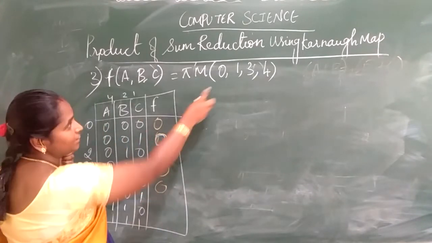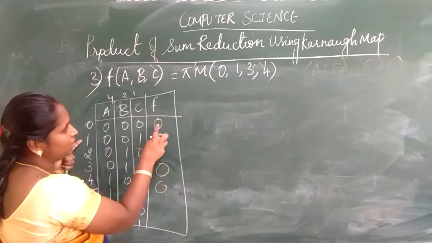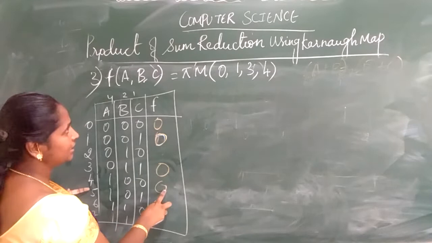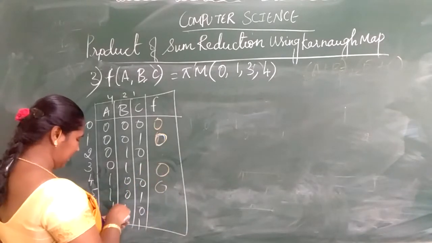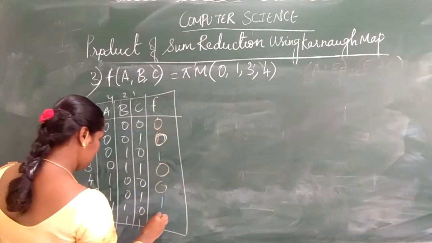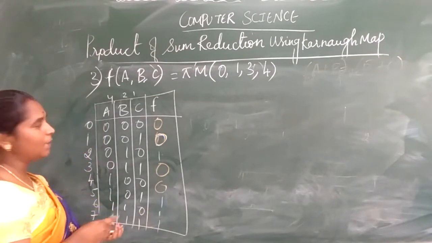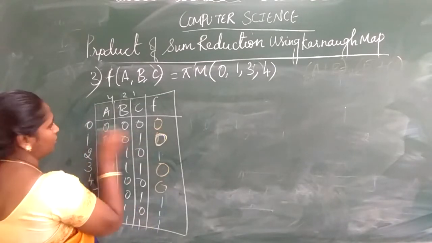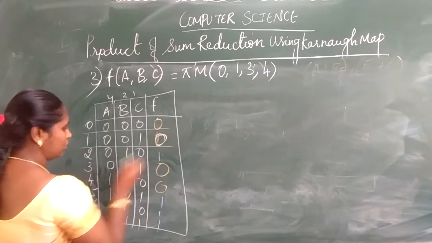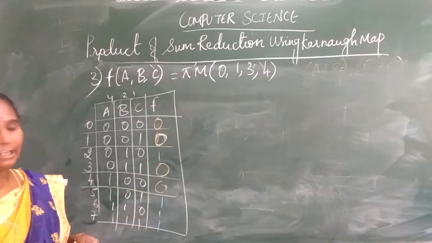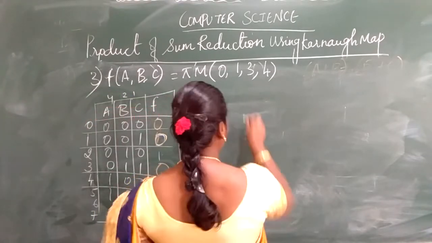See the output for M0 is 0. For 1 it is 0. For 3 it is 0. For 4 it is 0. The remaining places we place as 1: M5, M6, M7. So you have to draw a K map which has the output as 0 for this expression, for this particular thing, and 4 and 5. For this I have to draw a K map. So just draw a K map.